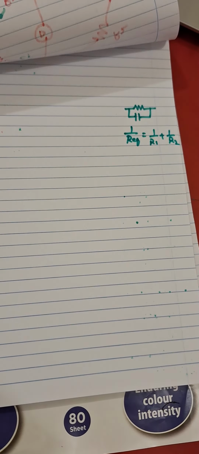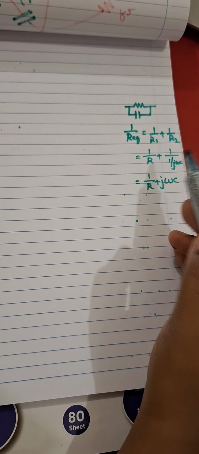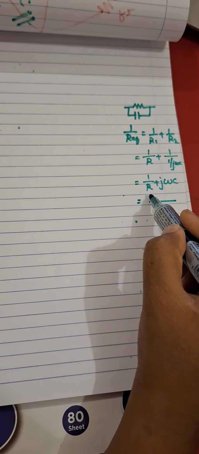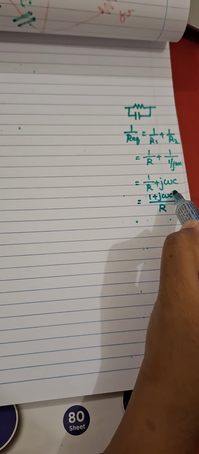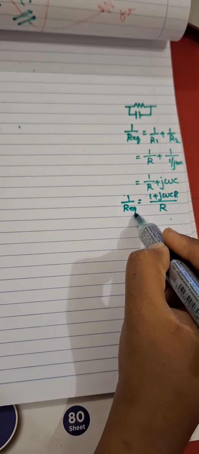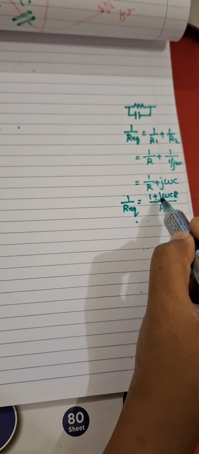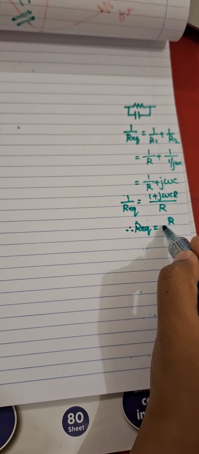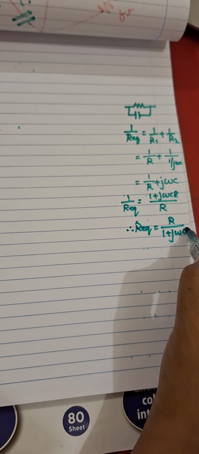So try to understand this concept. When two elements are in parallel, this is the formula. So resistance means resistance only, but for R2 you have a capacitor. So 1 by j omega C, because a capacitor means 1 by j omega C. I applied this here, so it went to the numerator. So this is the equation. Now I am going to take the LCM R. So this becomes 1 plus j omega CR. So 1 by R equivalent is equal to this one. Therefore, I can say R equivalent is equal to R by 1 plus j omega CR.